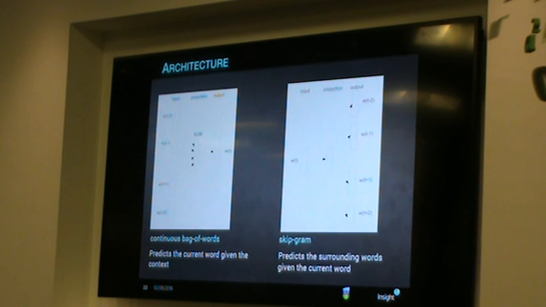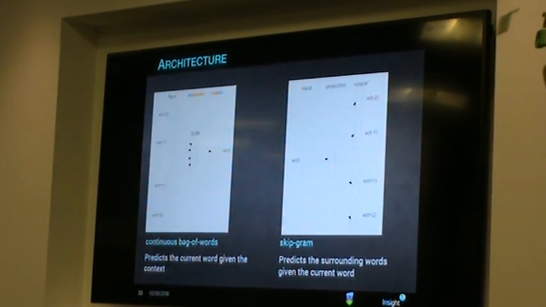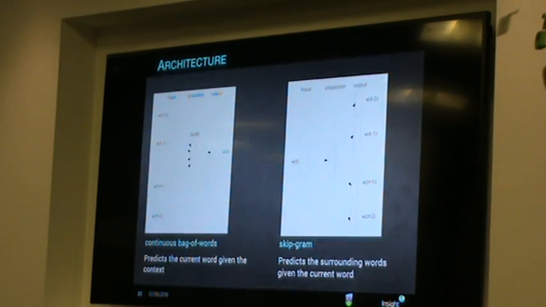And again, there are two architectures for Word2Vec. You've probably heard of the continuous bag of words and the skip-gram approach. They're kind of inverses of each other. The continuous bag of words is predicting the current word given the context. And the skip-gram is doing the opposite, so it's predicting the context given the current word.